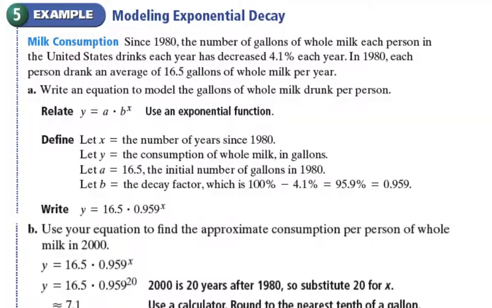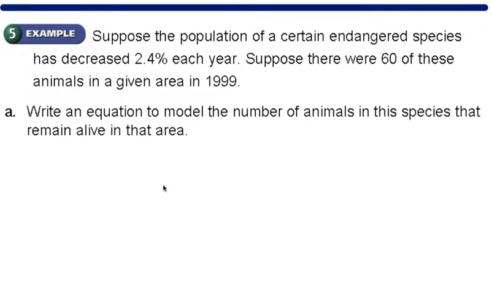All right, so final example, modeling exponential decay. This one is a good one. I like this one. Okay, so suppose the population of a certain endangered species has decreased. So that's how you know it's a decay, because it's decreasing, it's going down. They have synonymous terms. They sound alike. They mean very similar things. This rate is at 2.4% each year. So I'm going to write that down. Decay rate is 2.4%.